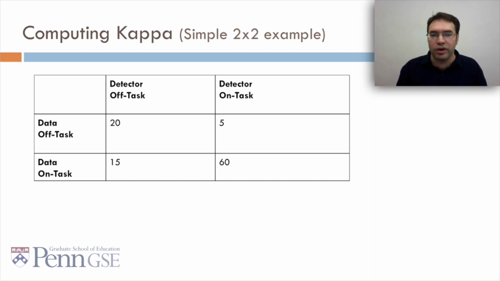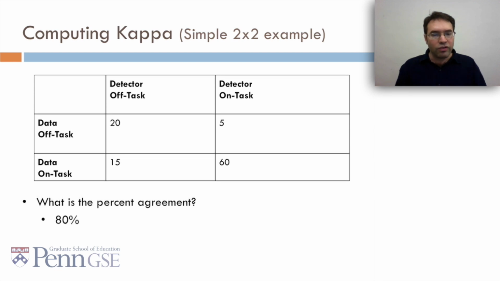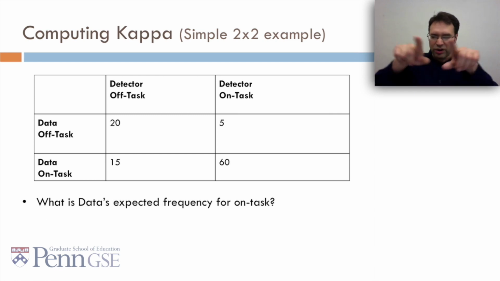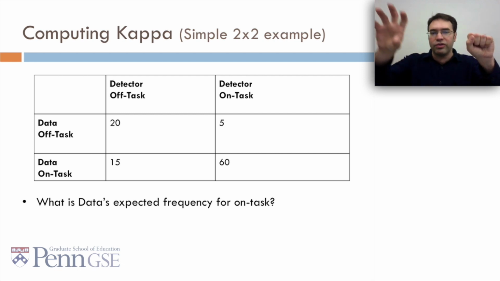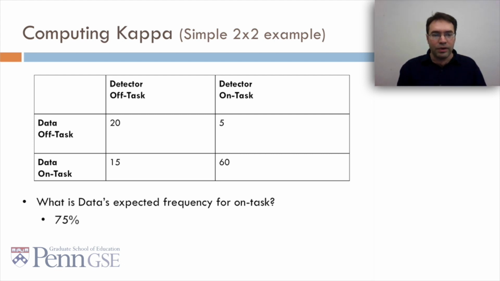What is the base rate agreement here? Well, first of all, we can say, what's the percent agreement? The percent agreement is 20 cases where they agree on off task and 60 cases where they agree on on task, for a sum total of 80 out of 100, 80%. What's data's expected frequency for on task? We're going to look at the frequency for both on task and off task. Well, it's 75%. How do we get that? We take the cases where the data says on task. 15 plus 60 is 75. So in 75% of cases, the data says on task.